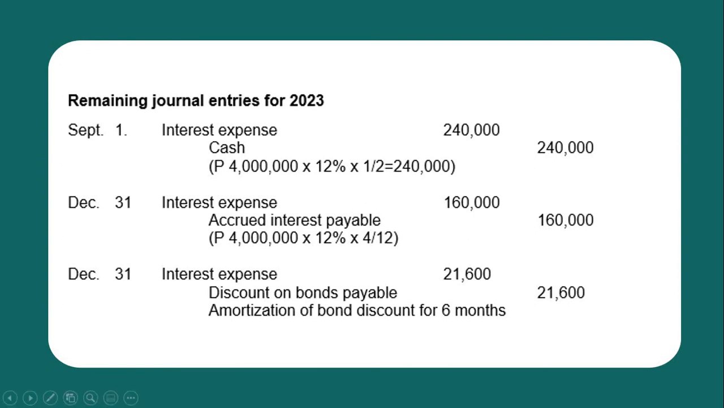Okay? For September 1, interest payment for the remaining bonds, 4 million times 12% times 1/2, we have 240,000. And on December 31, we have adjustment, interest expense, debit, and credit accrued interest payable, 160,000. So, ang gi-accrue na to is from September 1 to December 31. That is 4 months. And amortization of discount. We are done with the first 6 months nga amortization that was made during the retirement date. So, ang ato na lang i-amortize karon December 31 is kato na lang nabilin for the rest of the year 2023. So, ang nabilin na lang is 6 months.